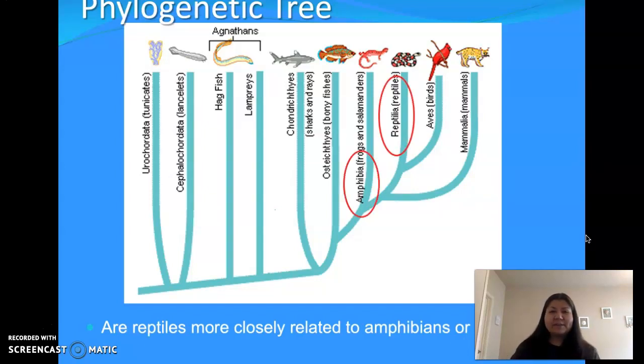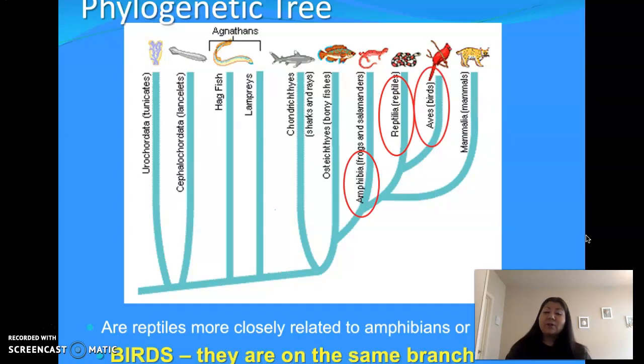Okay, so there's my reptiles, there's amphibians, and there's birds. So they're more closely related to birds. And that's actually why scientists believe that dinosaurs and birds are more closely related than, let's say, dinosaurs and some of our modern day amphibians, even some of our modern day reptiles. It's kind of weird, right?